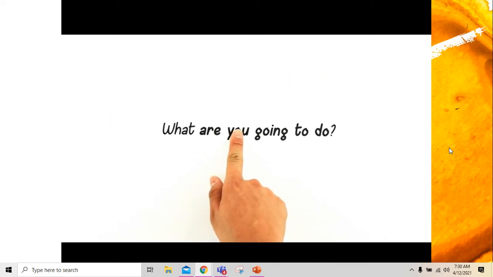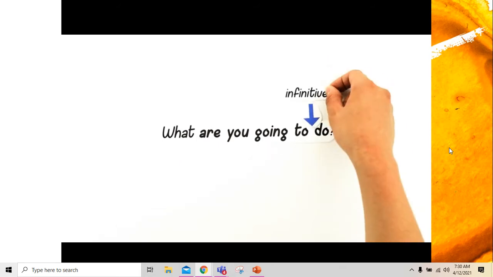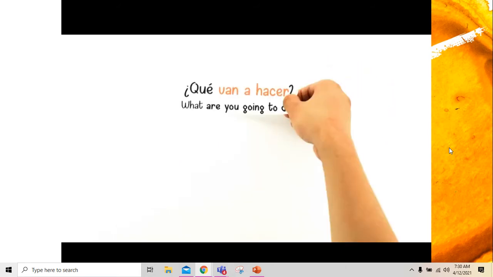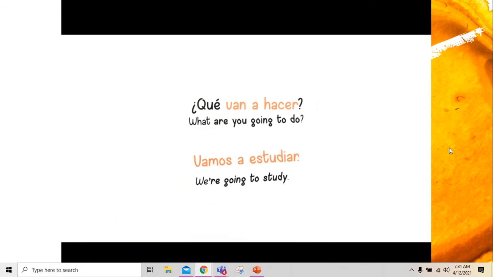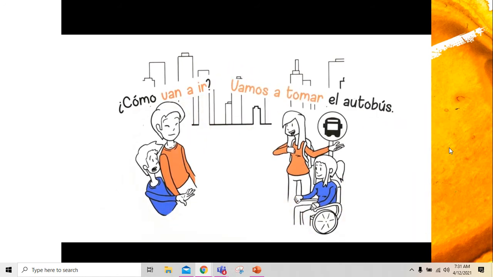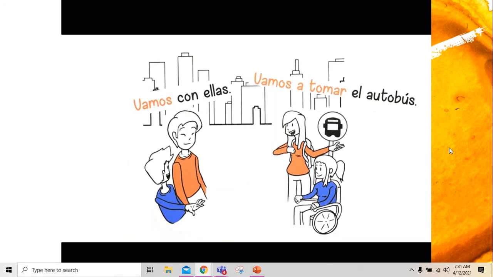And as in English, just as you can use going plus an infinitive to talk about the future, in Spanish you can do the same with ir plus a plus an infinitive to talk about the future in the same way. ¿Qué van a hacer? Vamos a estudiar. ¿Cómo van a ir? Vamos a tomar el autobús.